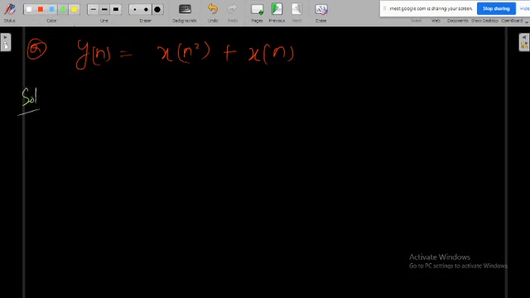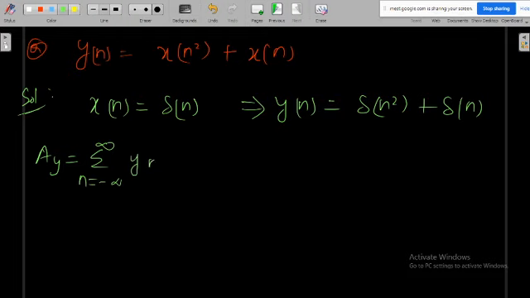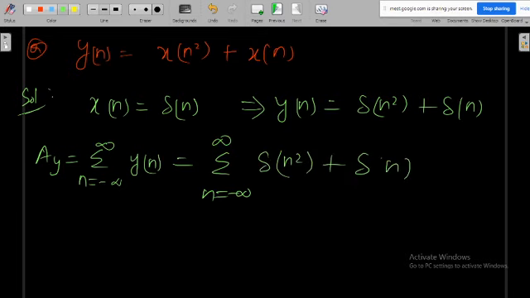Next and final question. y of n is equal to x of n square plus x of n. Solution: substitute x of n equal to delta n. Then the output is y of n equals delta of n square plus delta n. Then the area is the summation from n equals minus infinity to plus infinity of y of n, which is the summation of delta of n square plus delta n.